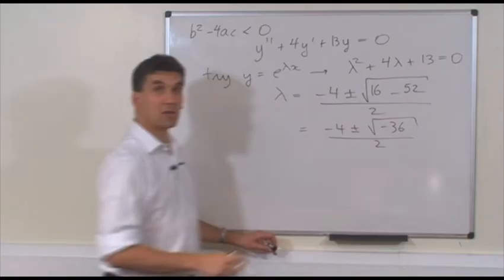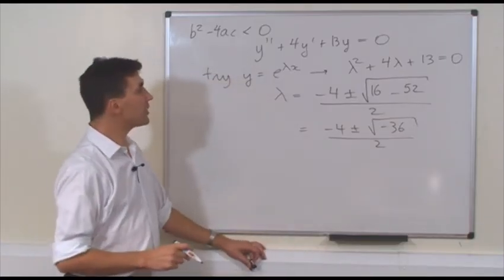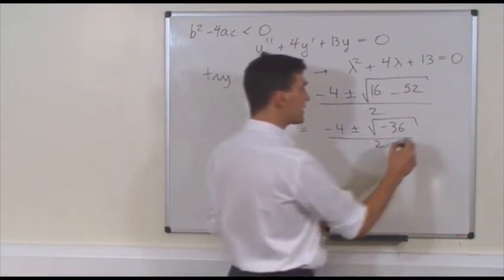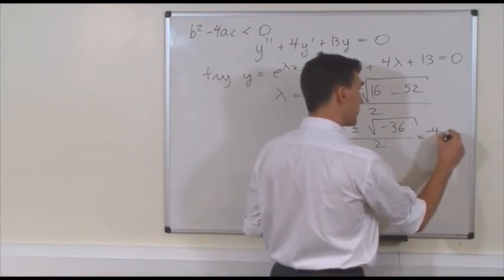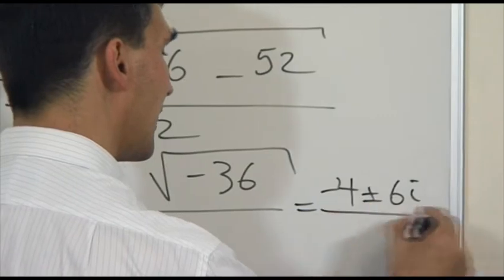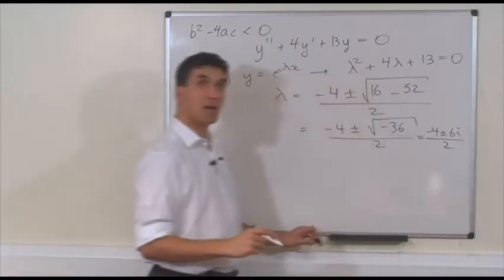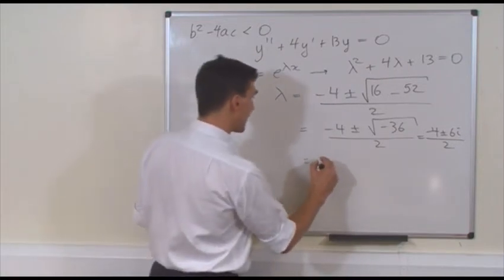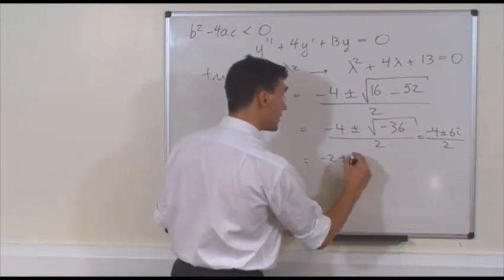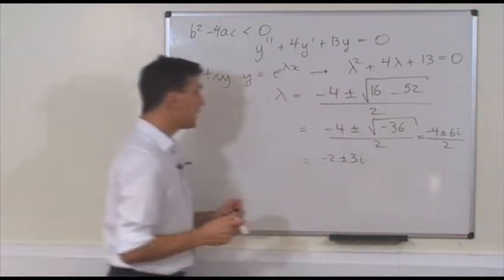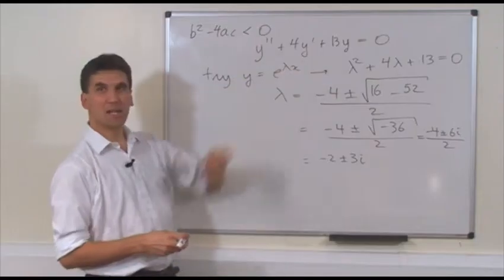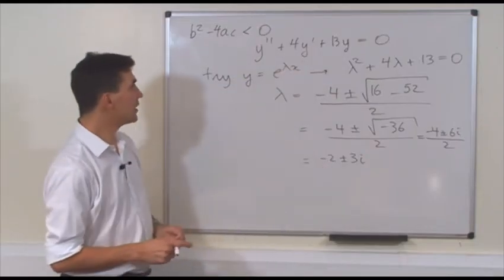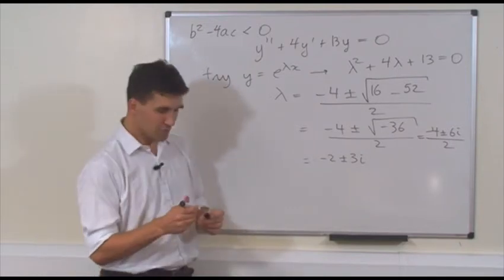So here is where our complex numbers are coming in. Square root of minus 36 is 6i. So it's minus 4 plus or minus 6i divided by 2. Remember, i is the square root of minus 1. And we can divide that by 2, and we get lambda is minus 2 plus or minus 3i. And that's the reason for choosing 13 in this last position, it's given us integers for these solutions.